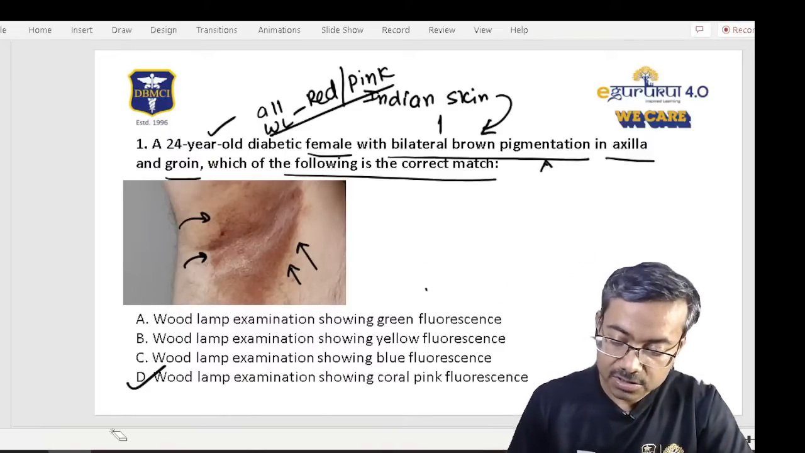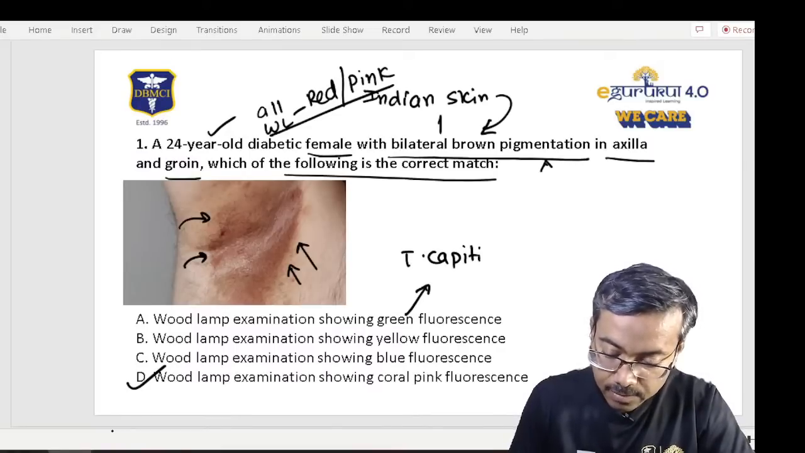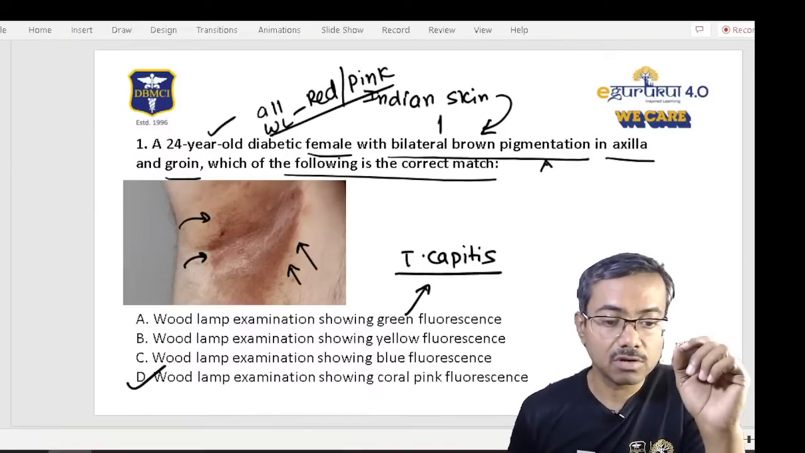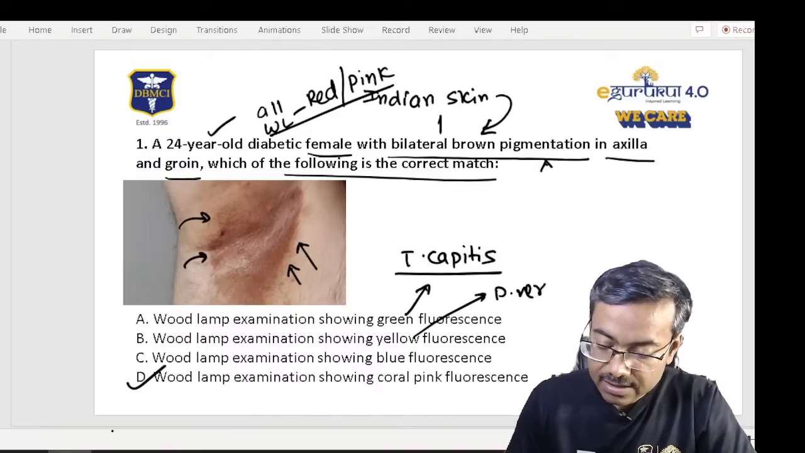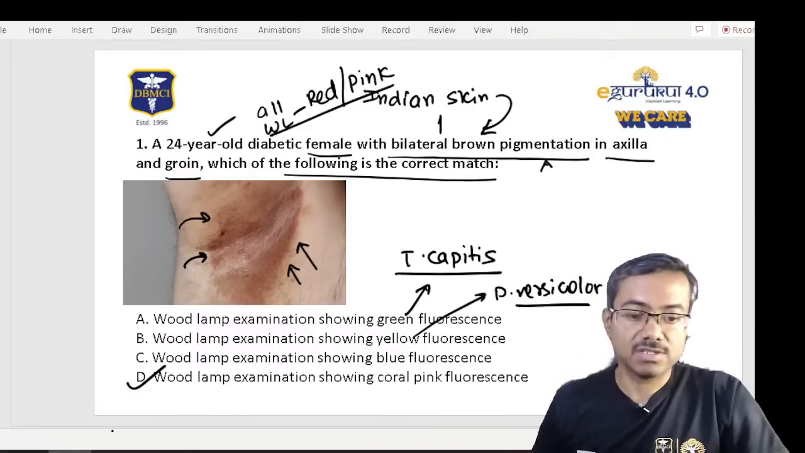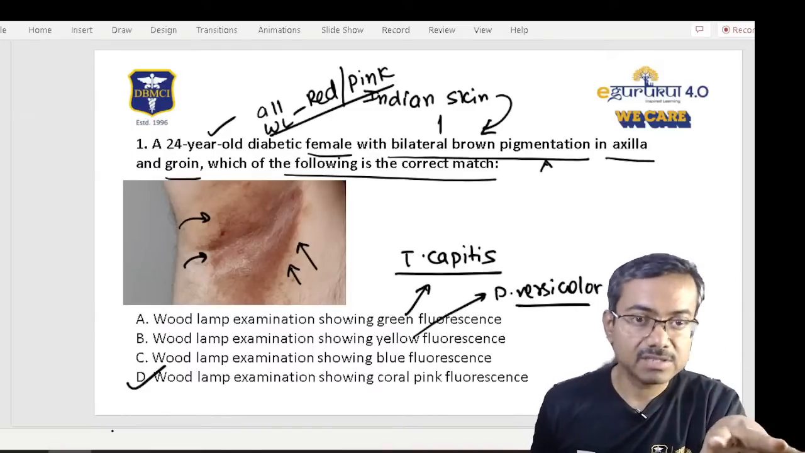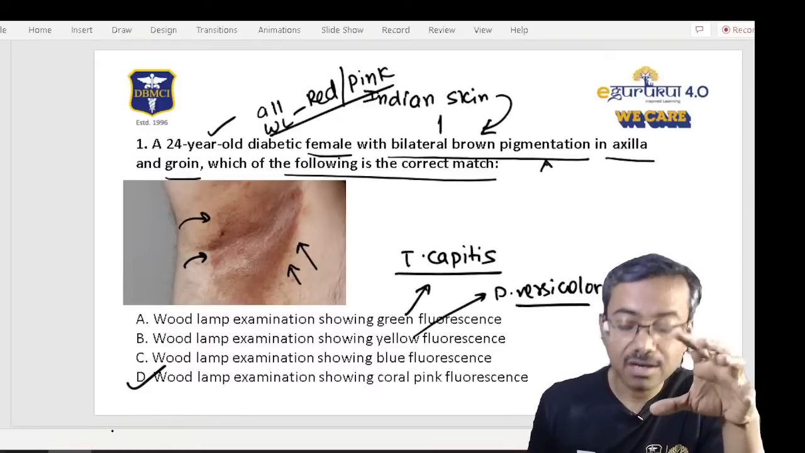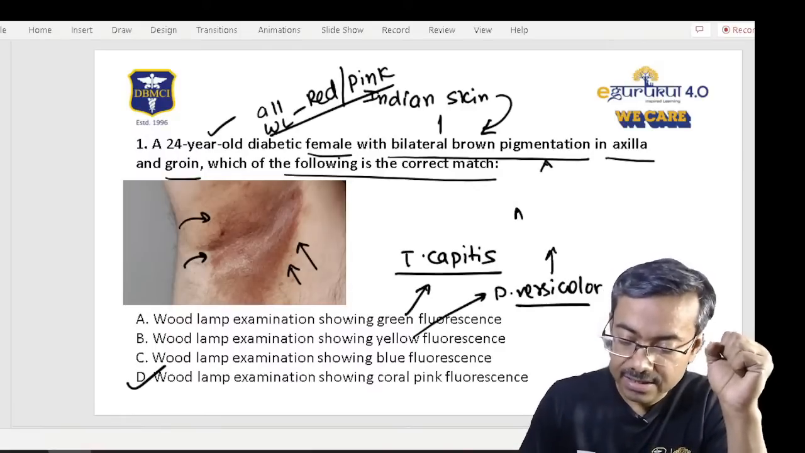Let's look at the other options here. The green fluorescence usually will be in tinea capitis. We'll discuss tinea capitis later in other questions. Tinea capitis typically is going to be green fluorescence. Yellow is going to be pityriasis versicolor. So pityriasis versicolor is going to be a yellow fluorescence. That's versicolor, a Malassezia disease.